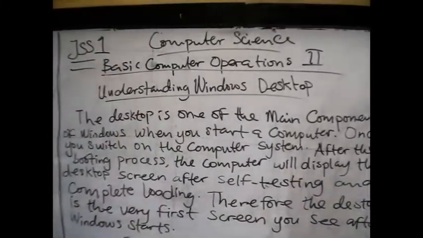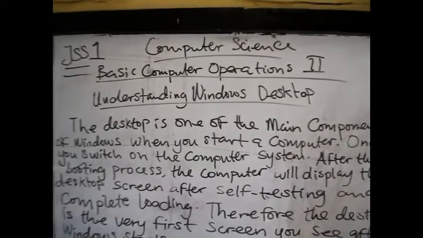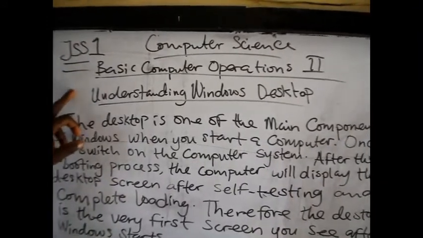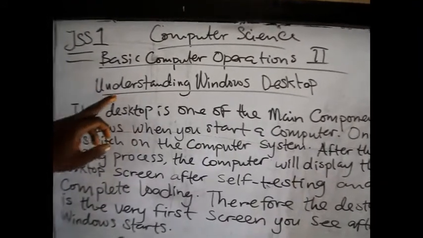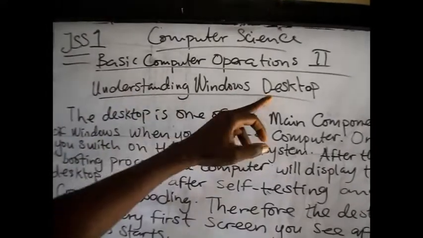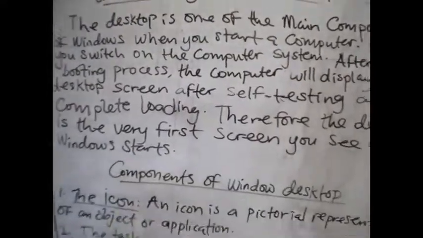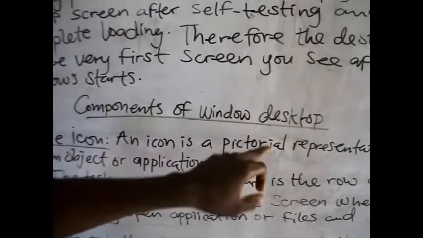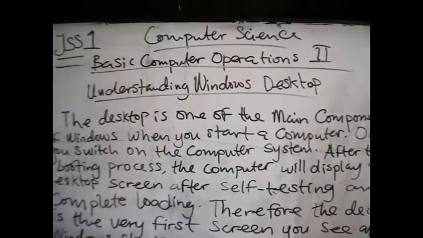GS1 Computer Science Basic Computer Operation Lesson 2. Under this lesson, we are going to look at two headings. The first one, understanding Windows Desktop, and the second one, components of Windows Desktop. So the first one, understanding Windows Desktop.